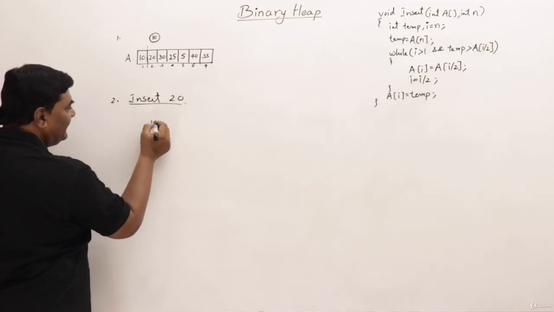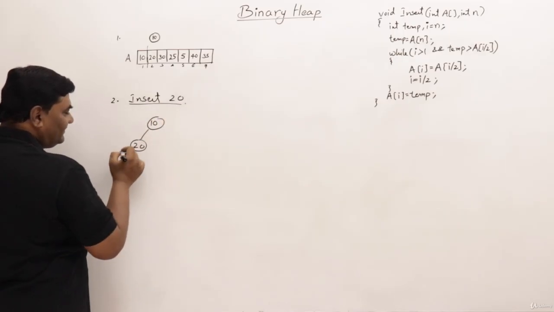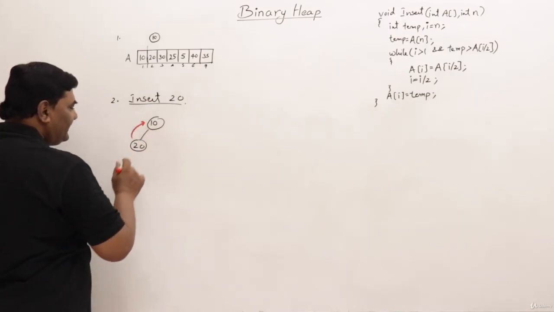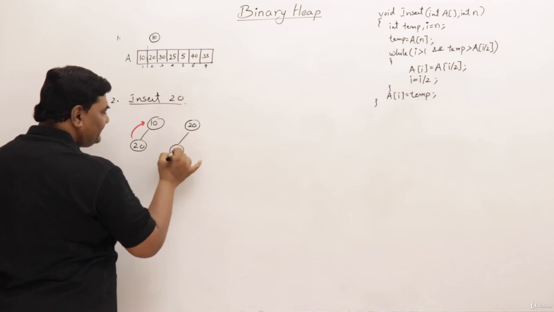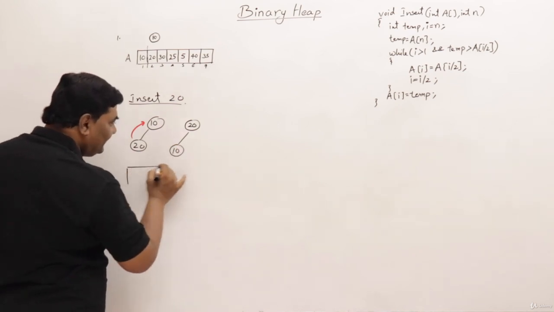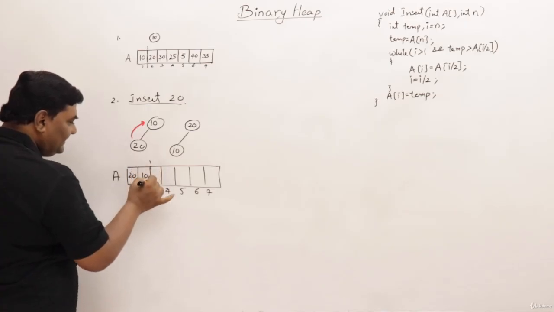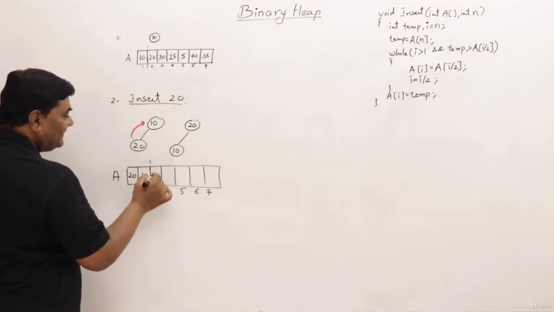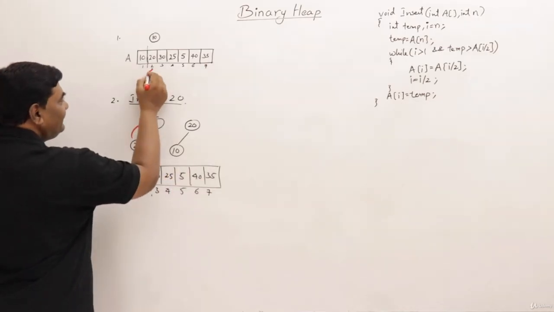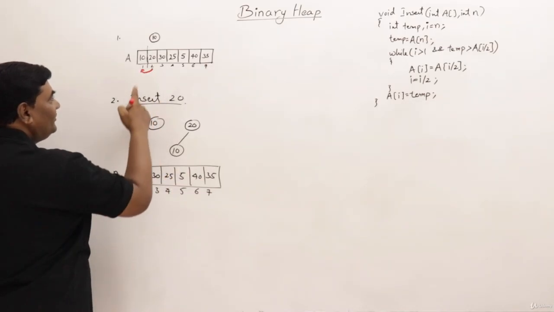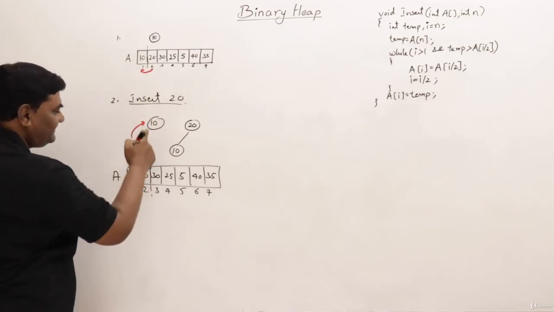So when I insert 20, diagrammatically 20 comes as a left child of 10, and 20 is greater than 10. So 20 should move up and 10 should come in its place. Then how it looks in an array: 20 will be here and 10 will be here. Now till here it is a heap, and the remaining elements are as they are. This comparison we can see here, that 20 is compared with 10. So 20 goes here and 10 comes in its place. So this is the result after inserting 20.